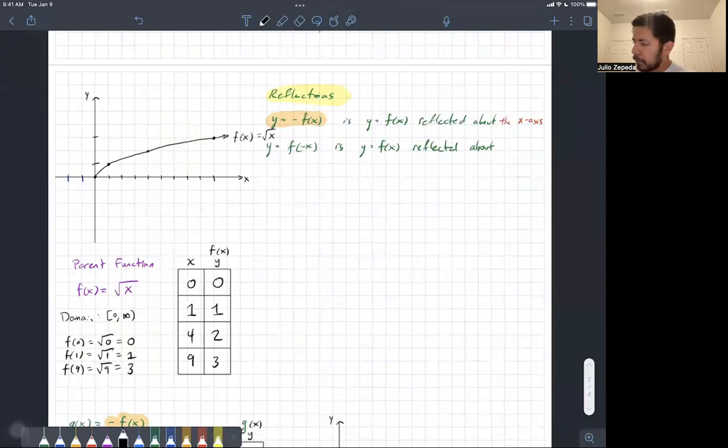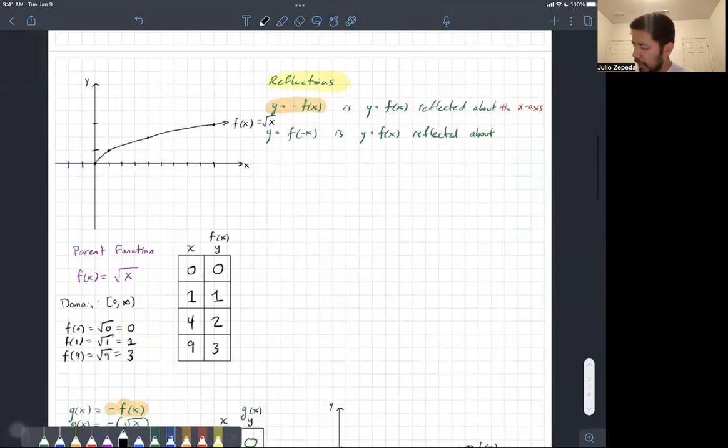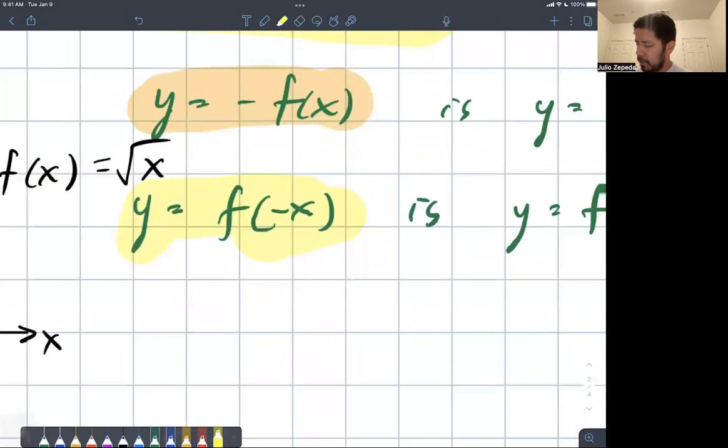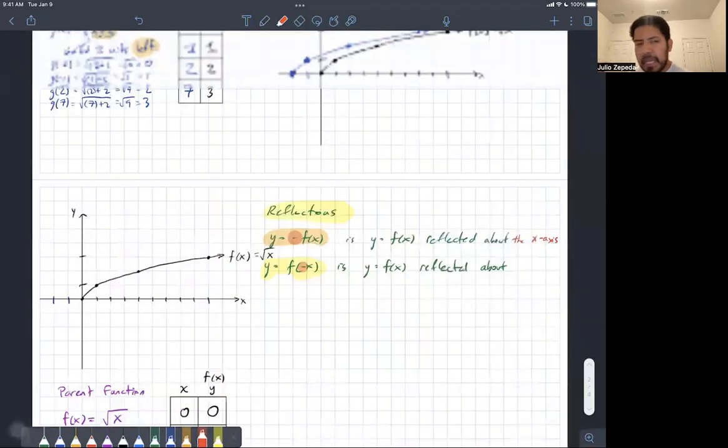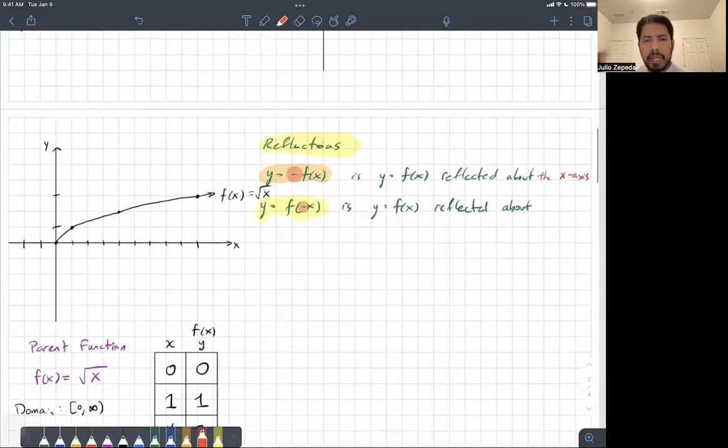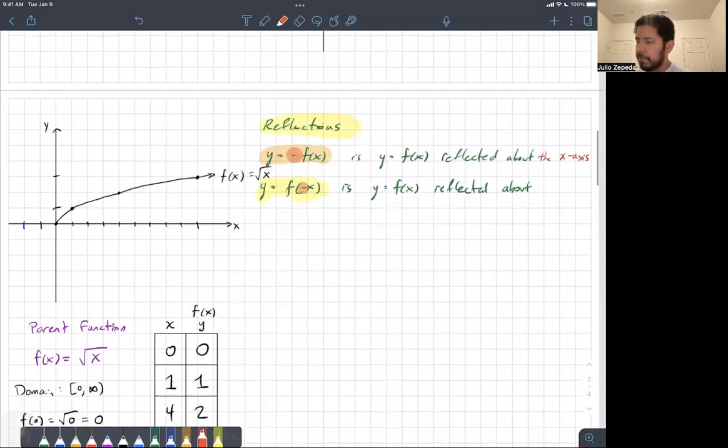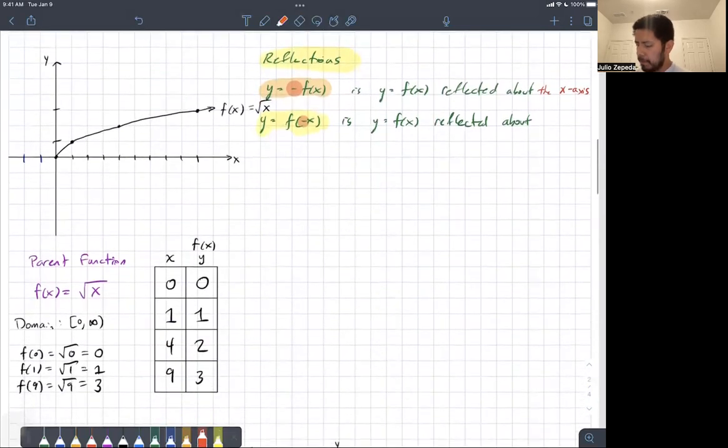Okay. So now let's take a look at the other case. Y equals f of negative x. So now we're applying a negative inside of the function. They look very similar here, but just keep in mind, one of these negatives is applied outside the function. The other one here is inside the function, and it's a negative times the x. Okay, so let's go ahead and see what this does.